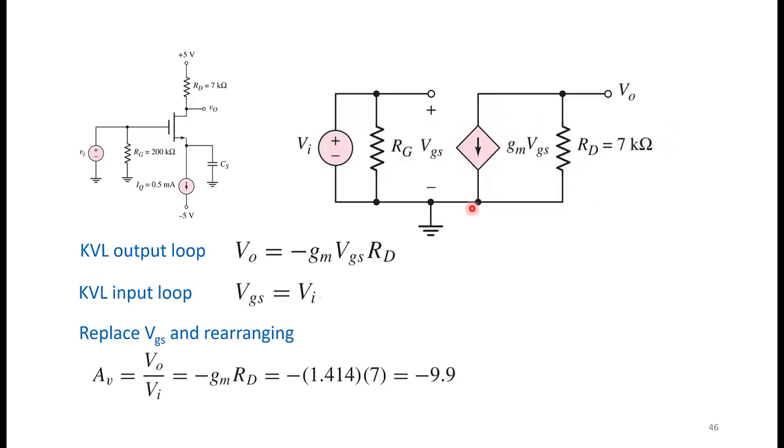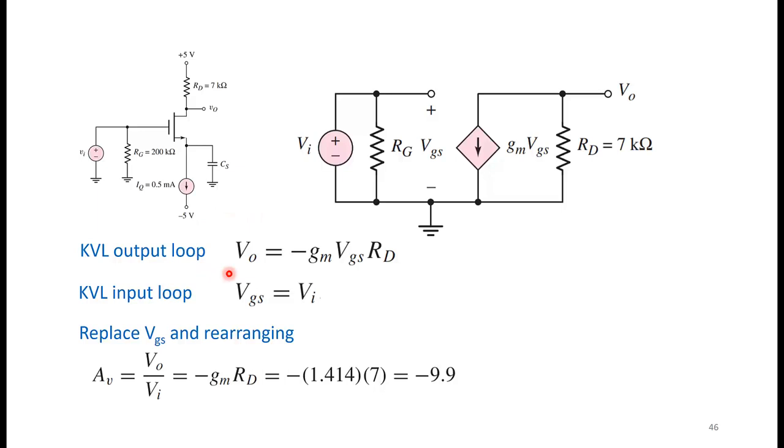Okay, so I have this expression, V out equals to minus GM VGS times RD. And again, why am I doing this? I'm doing this because I want to find AV. For me to find AV, I need to have an expression of V out over V in. For me to find an expression of V out over V in, I need to have in the same equation V out and V in.